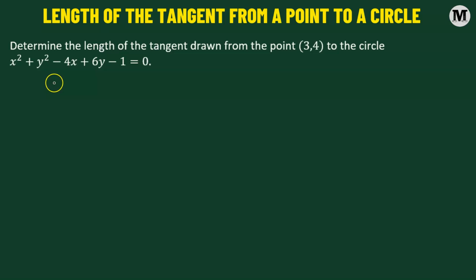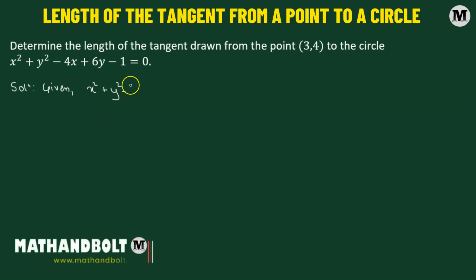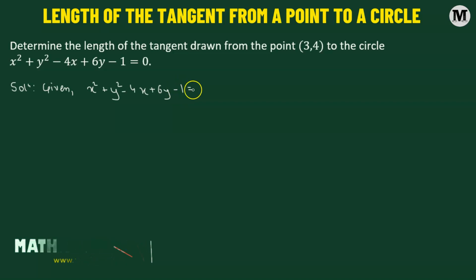In this problem, we need to determine the length of the tangent drawn from the point (3, 4) to the given circle. Let us begin. First, we will start with the given equation of the circle. So here we have x squared plus y squared minus 4x plus 6y minus 1 equals 0.